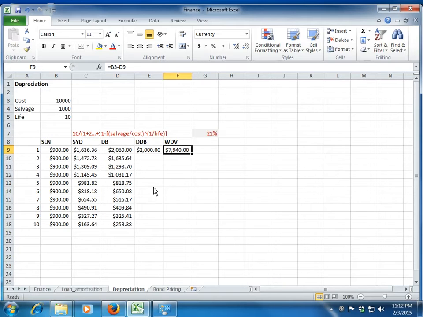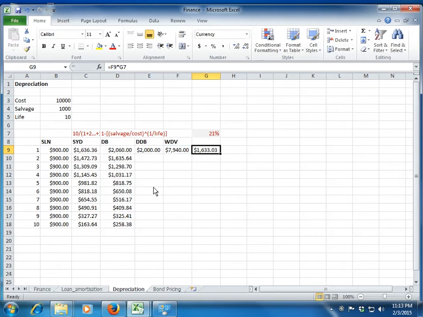So at the end of first year, my WDV will be 7940, and Excel has applied a 21% rate to the 7940 and calculated 1633. The difference is because of some rounding off which I have used here. Fine. So this is how the declining balance method works. And finally, this double declining balance method is used very often in the US scenario.